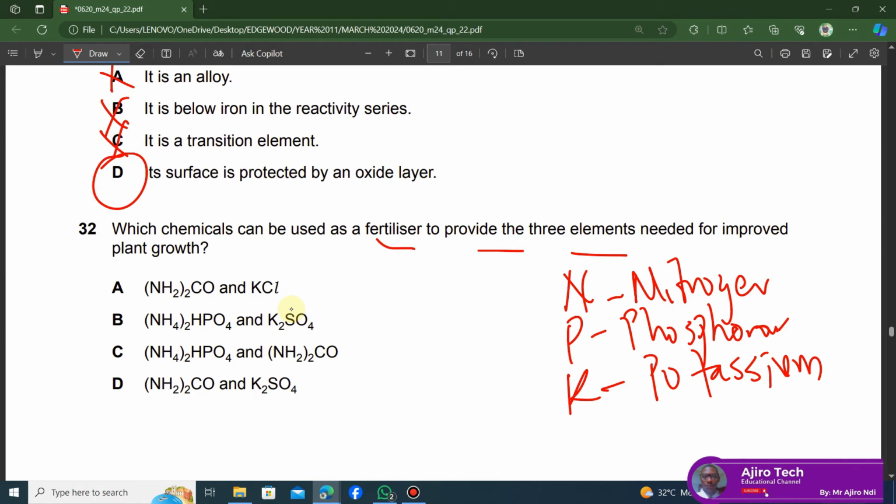So option A has nitrogen, it doesn't have phosphorus. Option B has nitrogen, it has phosphorus, it has potassium. So good. Option C has nitrogen, has phosphorus, no potassium. Wrong. Option D has nitrogen and potassium, no phosphorus. Off. So option B is the answer to that.